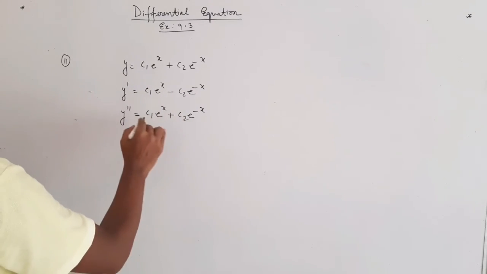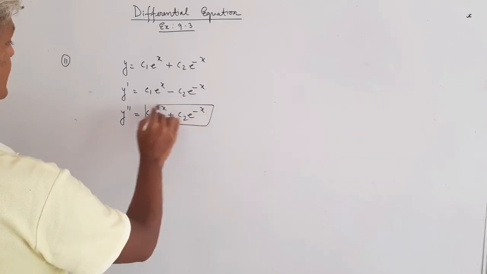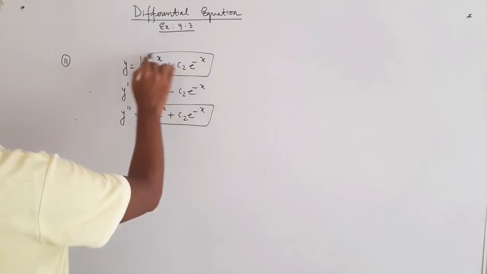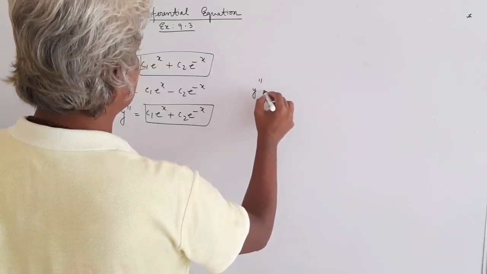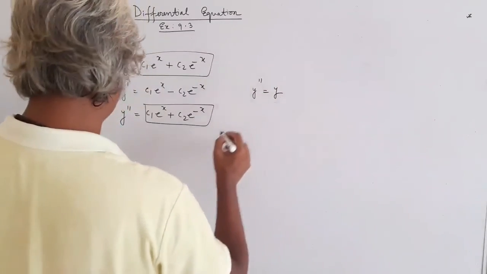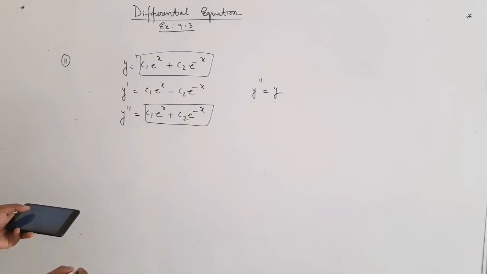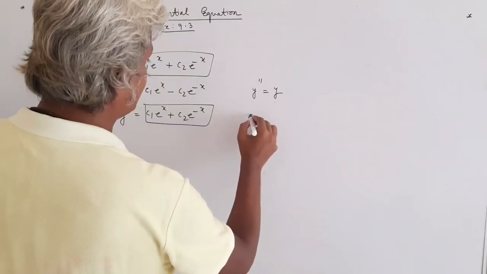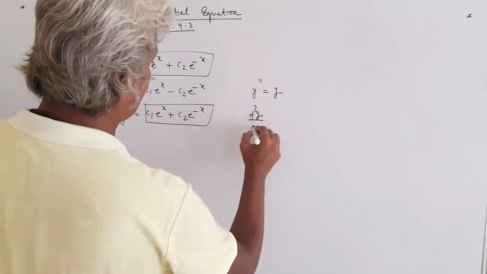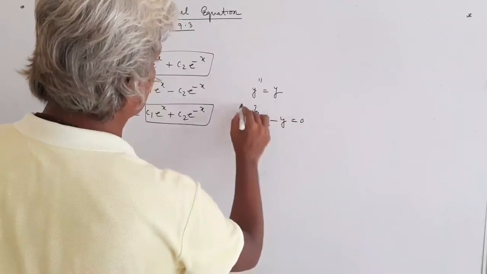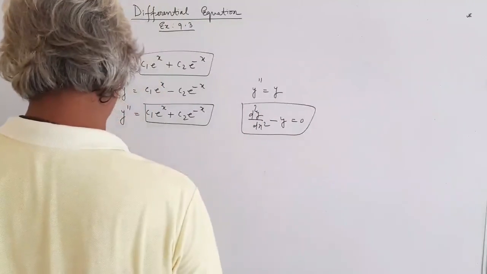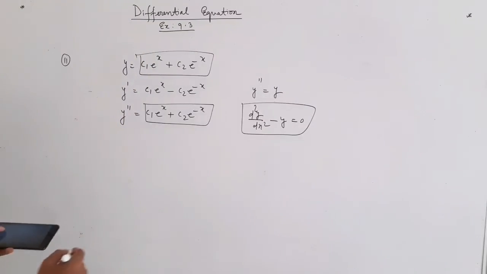Now here you see that this part and this part are just the same. Which means we find that y double dash equals y. It means our form goes like this. If I write it in standard form, d square y by dx square minus y is 0. So our option is B.